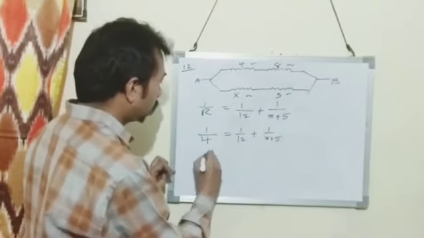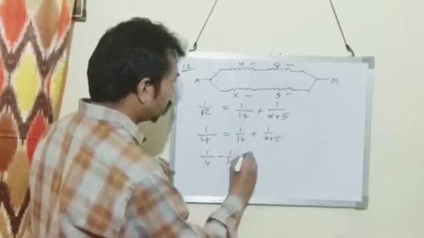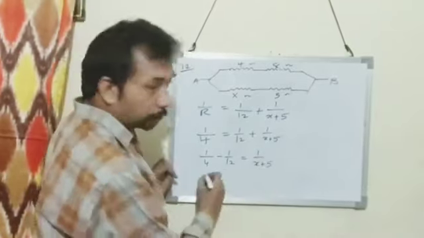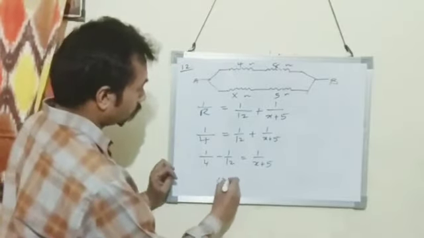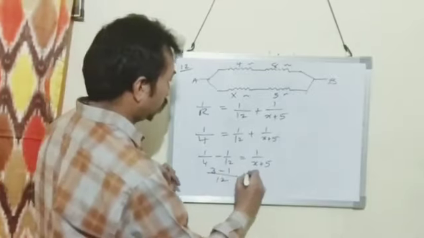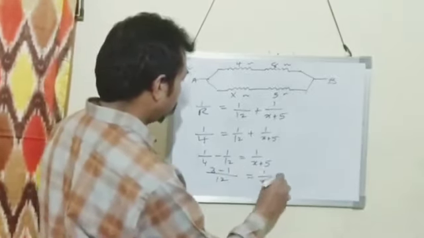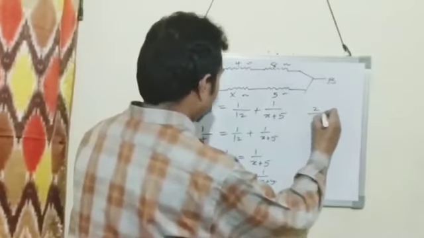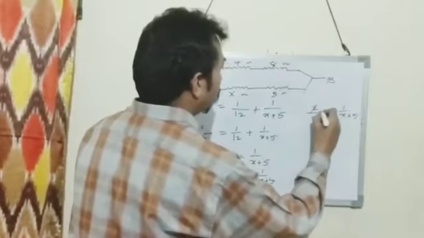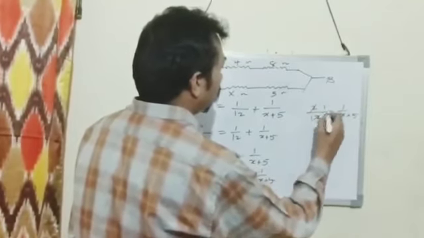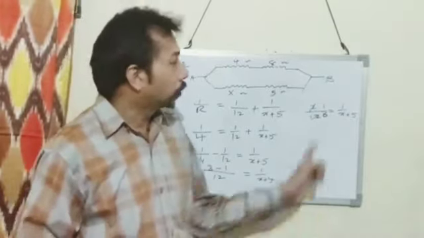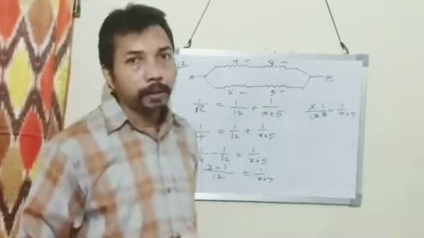Then this 1 by 12 is taken to this side. 1 by 4 minus 1 by 12 is equal to 1 upon X plus 5. Taking the LCM, the LCM is 12. 3 minus 1, so we get 2 upon 12 is equal to 1 by X plus 5. So that is 1 upon 6, since 2 6s are 12. 1 upon 6 is equal to 1 upon X plus 5.